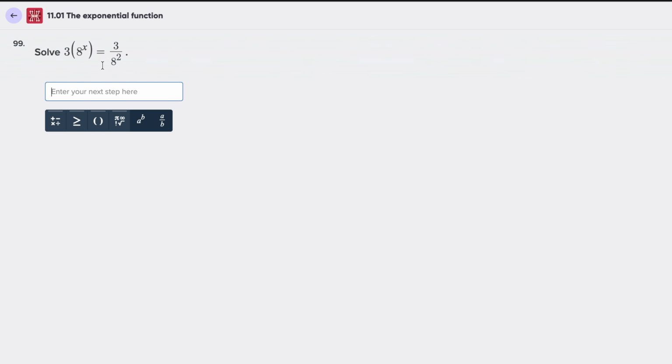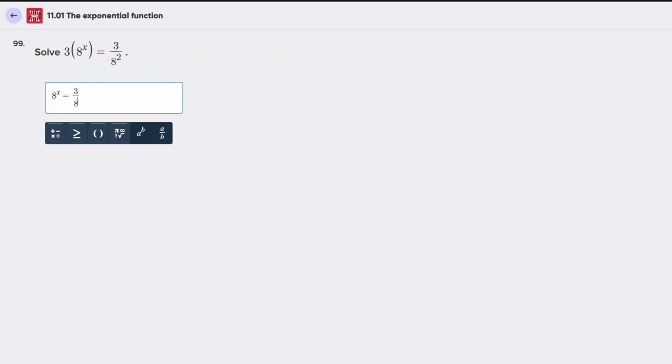Three times 8 to the power of x is equal to 3 over 8 squared. So, number of ways we could do it. We could just distribute the 3, or what we could do, might even be a better strategy, is just to divide the right side by 3. So we could just do 8 to the power of x is equal to 3 over 8 squared times 3.